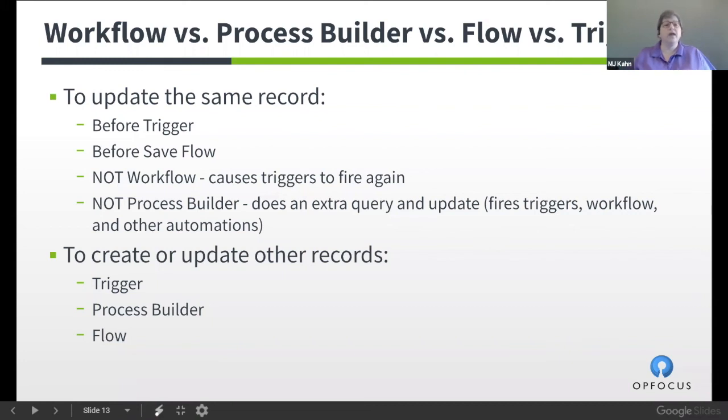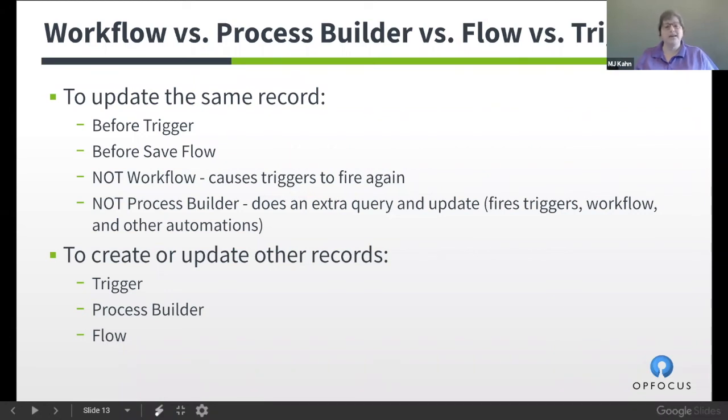If you want to create or update other records, you can do that with a trigger, with a Process Builder, or with a flow. Workflow doesn't really allow you to do that other than creating tasks. And what we found is, and it depends on the circumstances of what you're creating, but those are to some extent on a par. It depends on how many records you're creating. It depends on how they're related to the record that caused things to fire. But those three things these days, Flow and even Process Builder, have gotten fast enough that they can come close to rivaling what you can do in custom code in a trigger.